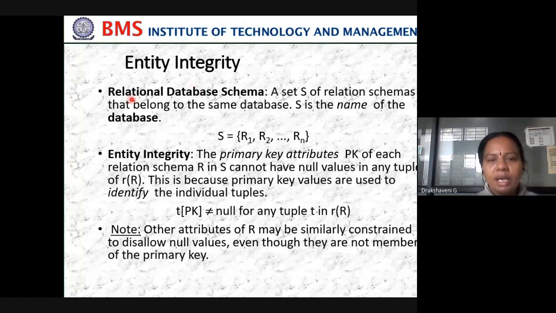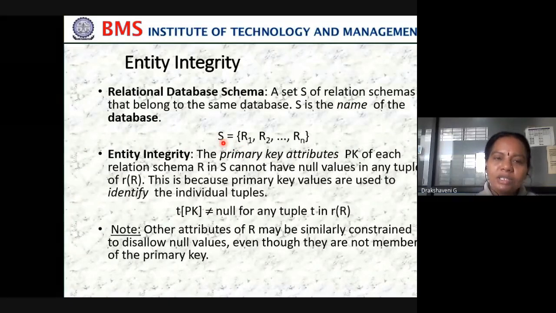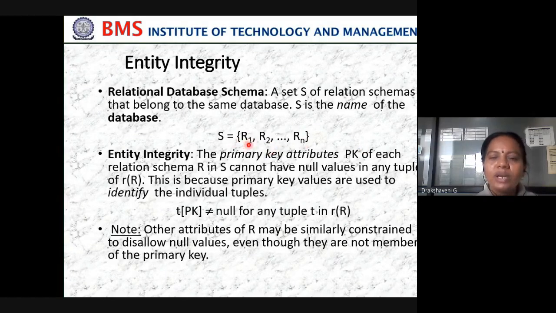Entity integrity. A relational database schema is a set S of relation schemas that belong to the same database. S is the name of the database. S equals, so how many relations do we have in your first program? We have so many relations. R1 is one relation, R2 is another relation, like this up to Rn. So this we call a relation.